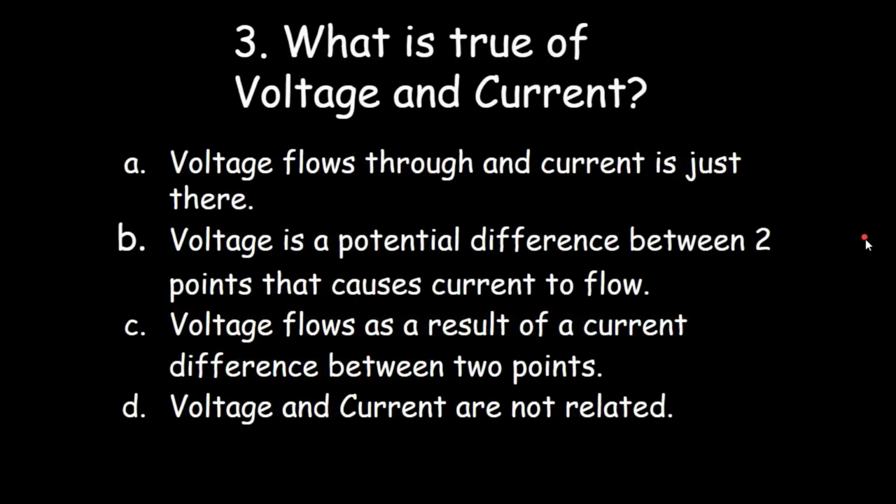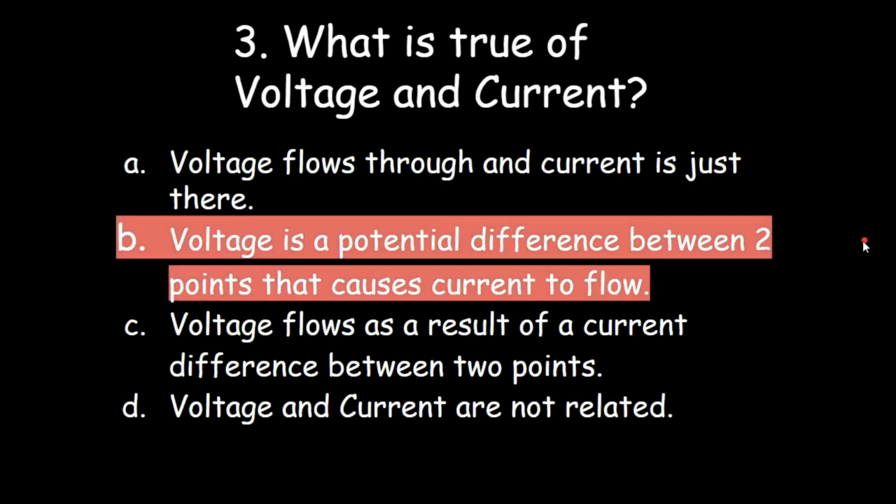What is true of voltage and current? Voltage flows through and current is just there. Voltage is a potential difference between 2 points that causes current to flow. Voltage flows as a result of a current difference between 2 points, or voltage and current are not related. The answer is voltage is the potential difference between 2 points that causes current to flow.